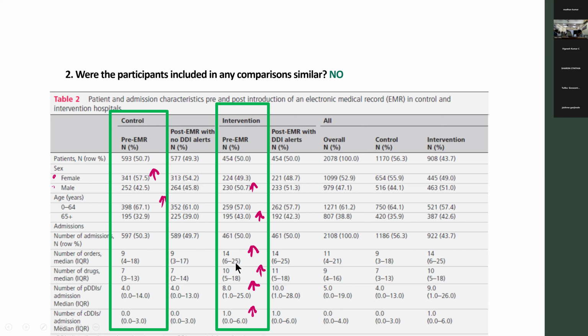But if you look at the intervention arm, the median number of orders is more, 14 versus 9. Number of drugs, we know that the more the drugs, the more interactions there will be, and that is more in the intervention arm. So they must be starting at a lower level. And this is the number of potential DDIs, which is also more, probably because the numbers are more. And the clinically significant DDIs are 1 versus 0, probably because the number of admissions and the number of drugs are more.